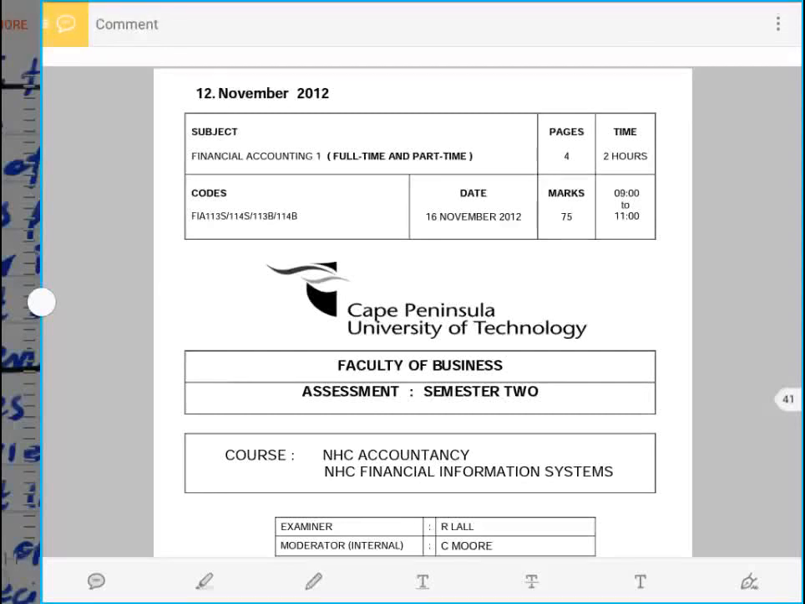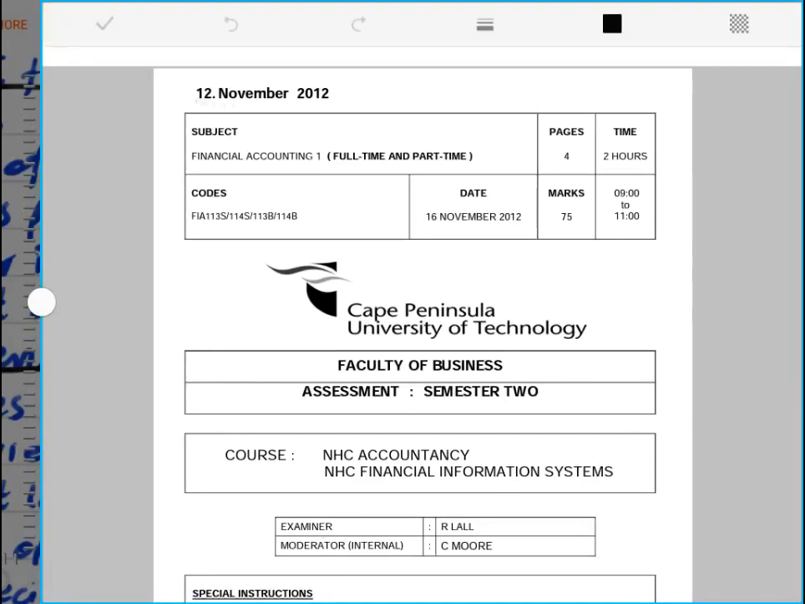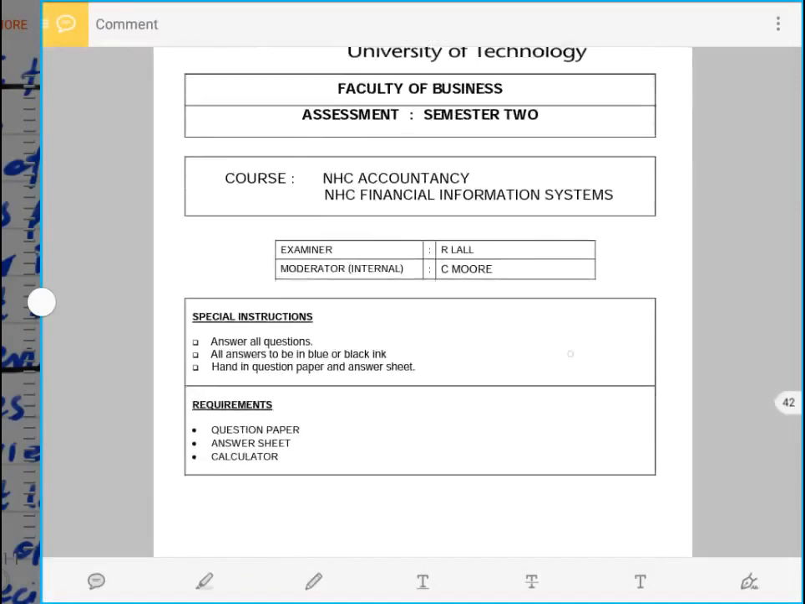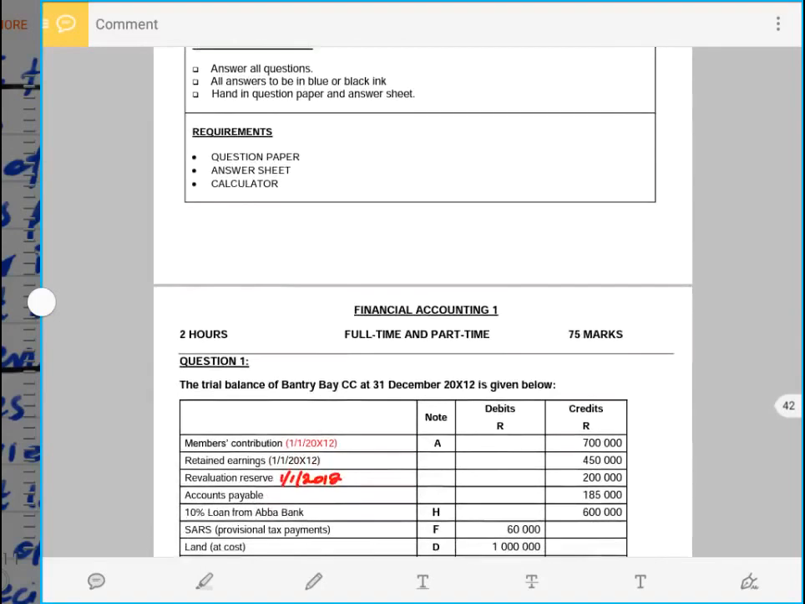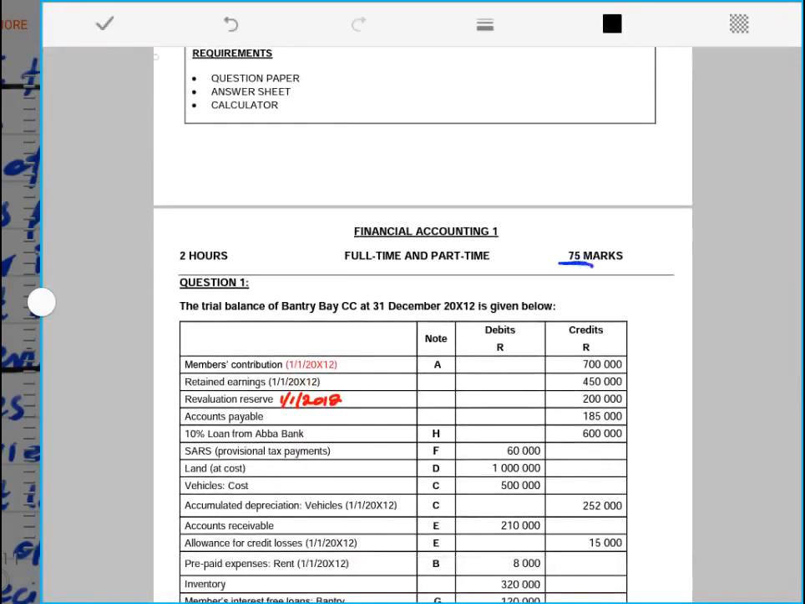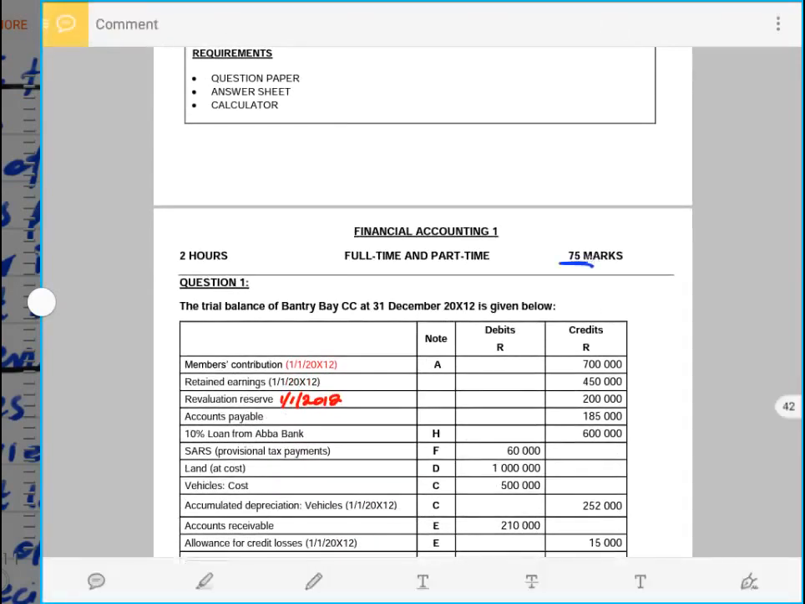Good day, students. I will be doing the 2012 November exam, and it's a similar question paper to the previous question papers that I've done videos for, and it starts with question 1. This question paper is out of 75 marks, or it was out of 75 marks.